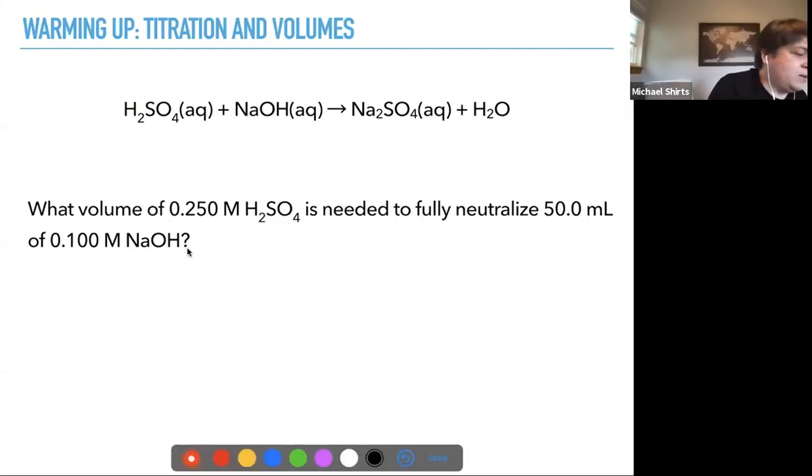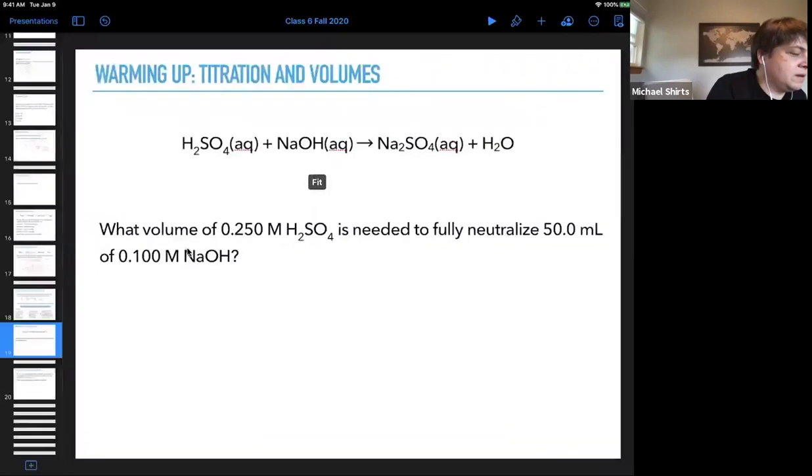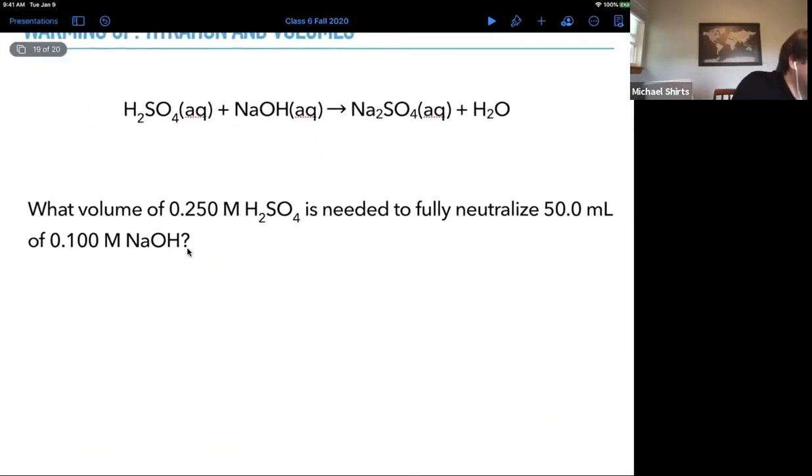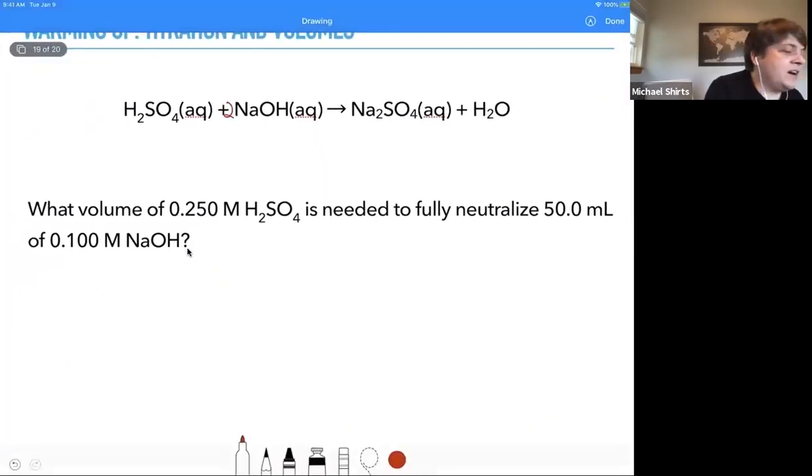If we add 2 here, and we add 2 to the H2O, then everything is balanced. You can go through and see that that's all we need to do. And now we look at the problem and see it's not quite a titration problem. This is one step simpler. What volume of 0.25 molar sulfuric acid is needed to fully neutralize 50 milliliters of 0.1 molar sodium hydroxide?